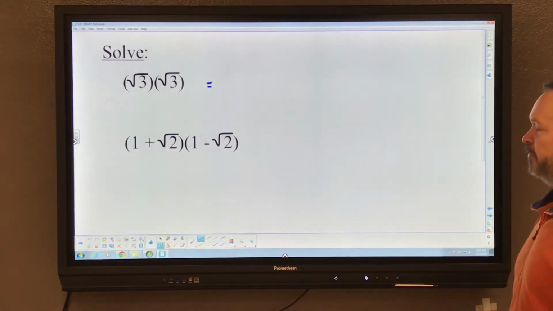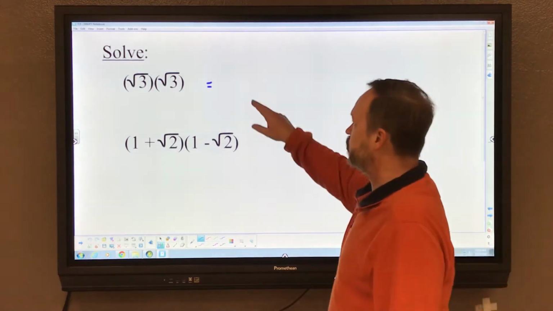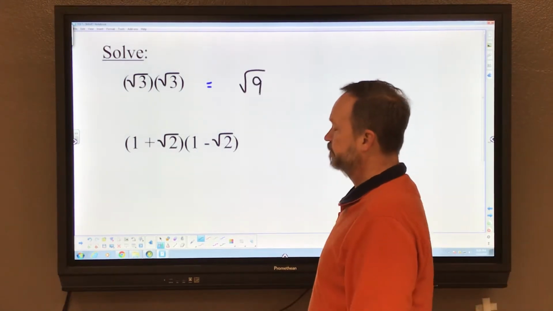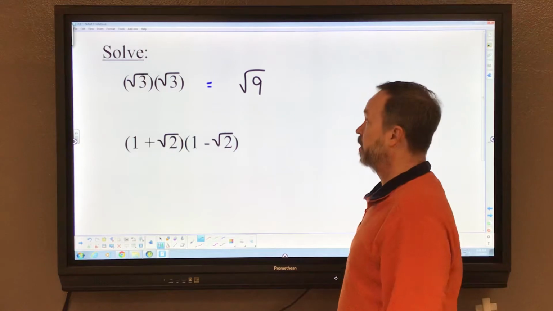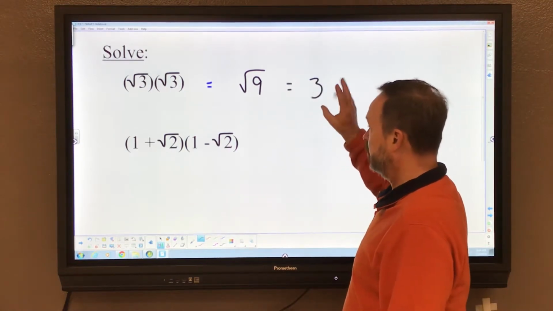little bit. First of all, the square root of 3 times the square root of 3 is the square root of 9. What's the square root of 9? 3. The principal square root is 3.